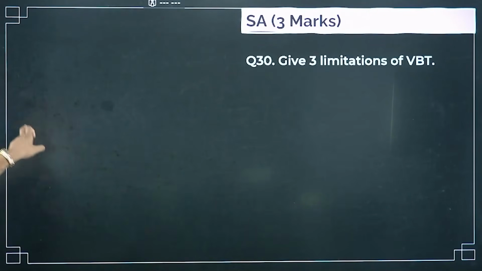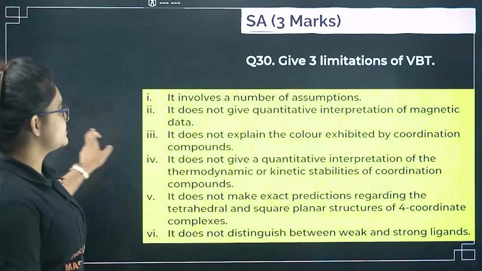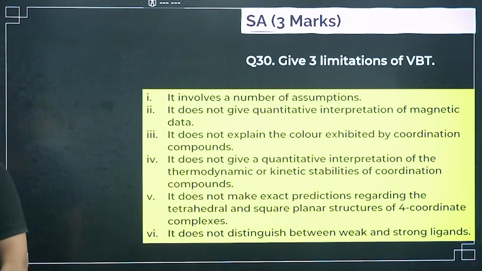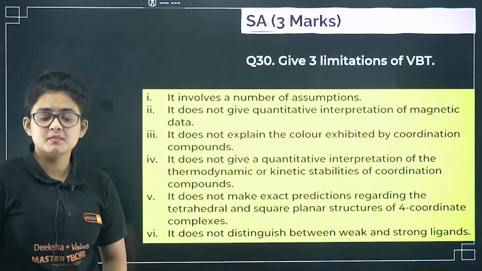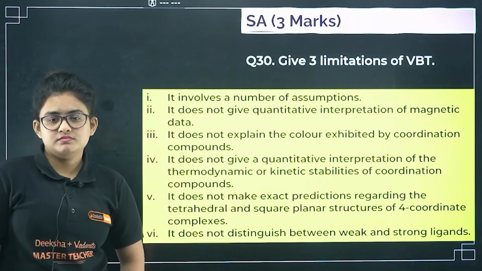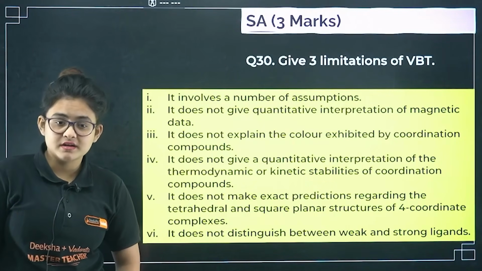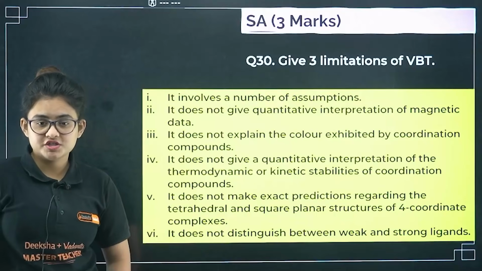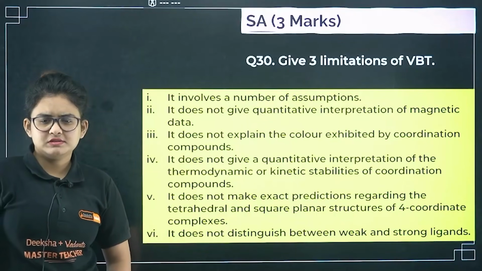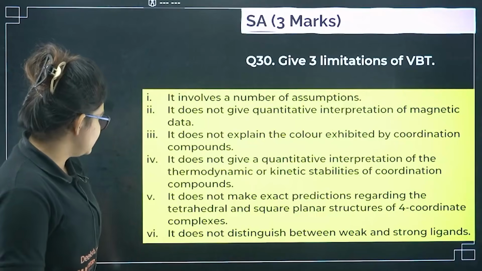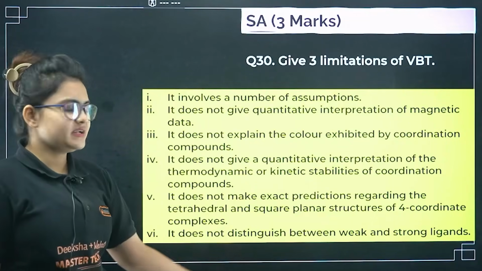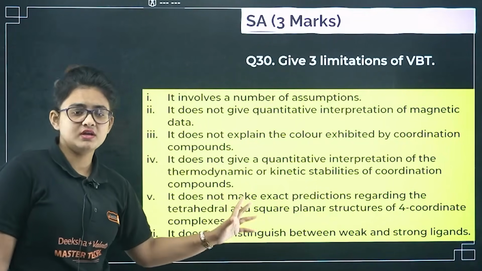Okay, let's proceed further. Give 3 limitations of valence bond theory. It involves a number of assumptions. It does not give a quantitative interpretation of the magnetic data. It does not explain the color, why the color comes in coordination compounds. It does not distinguish between weak field and strong field ligands. Any 3 you can give out of these.